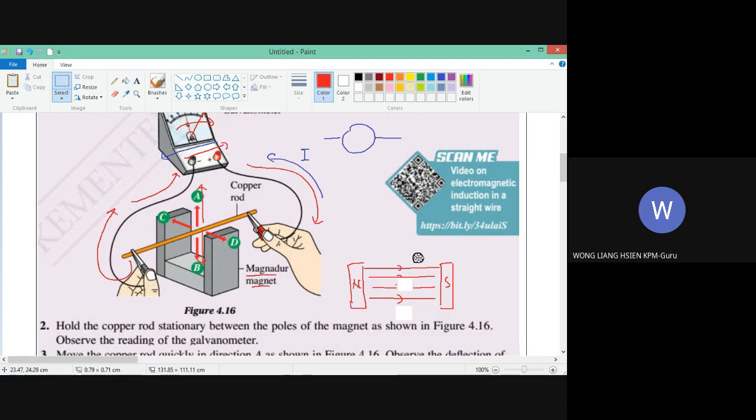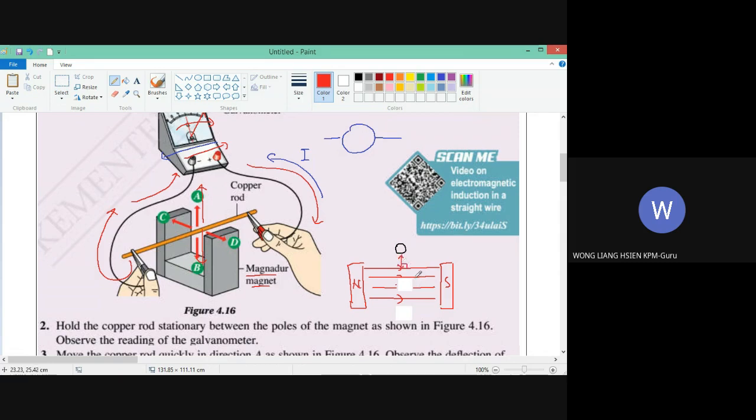So how is it that there is no relative motion? If it moves like this, where the direction of the motion is parallel to the magnetic flux, then there is no relative motion. Because you see the distance between the, for example, if I put the copper rod here, the distance is like this.